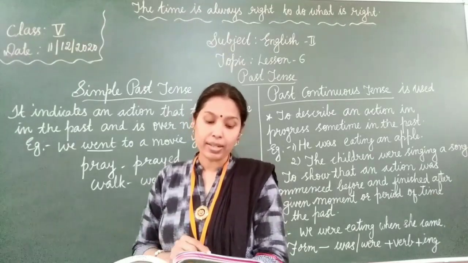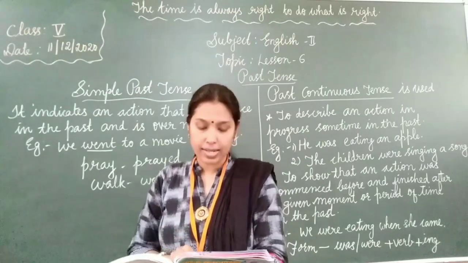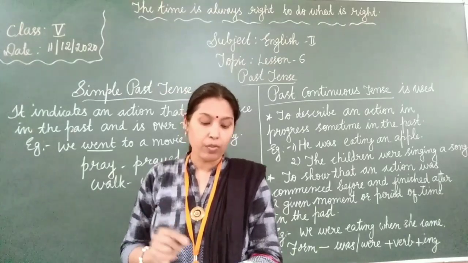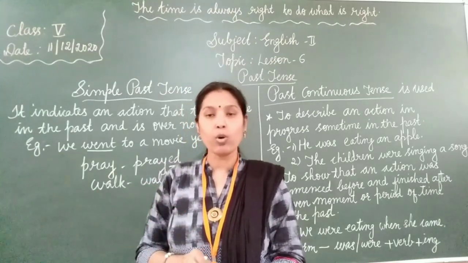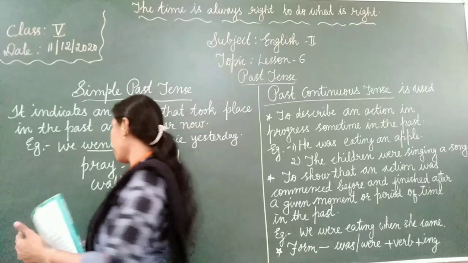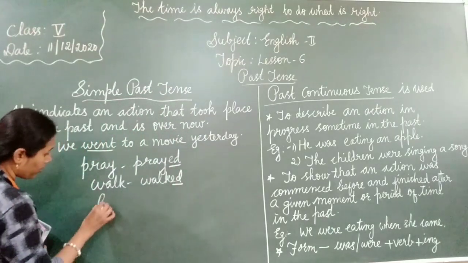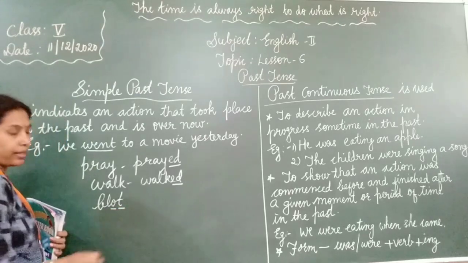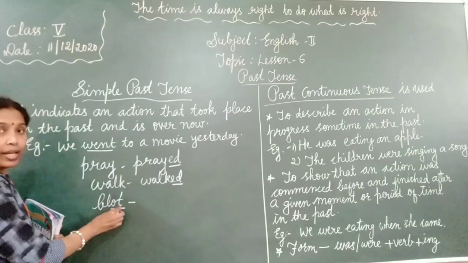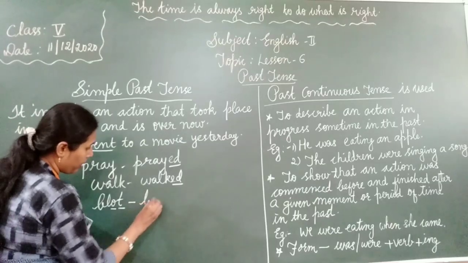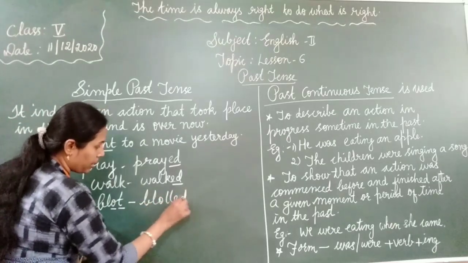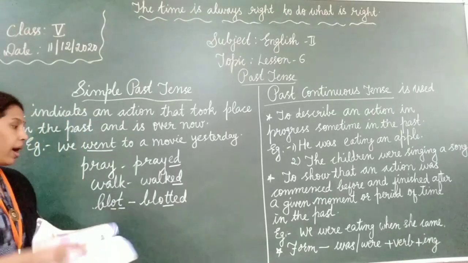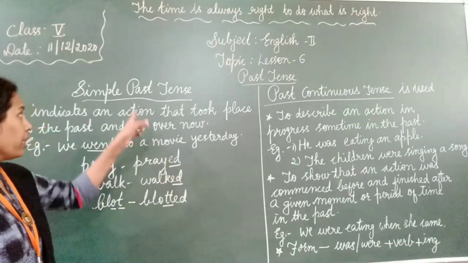in verbs that end in a single vowel and a consonant, we double the consonant and add ed. For example, blot. The word ends in a single vowel and consonant. Then we have to double the last consonant and we have to write blotted. Okay, we have to double the last consonant and add ed to make the past form.